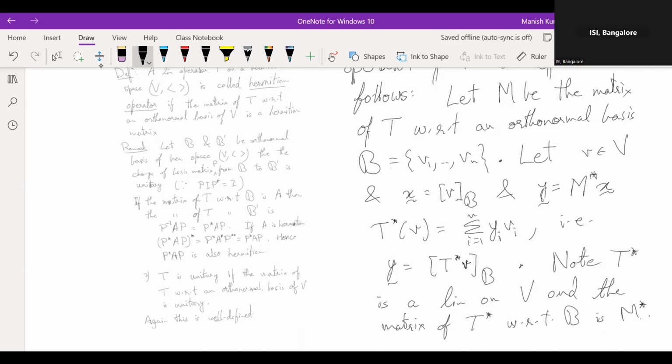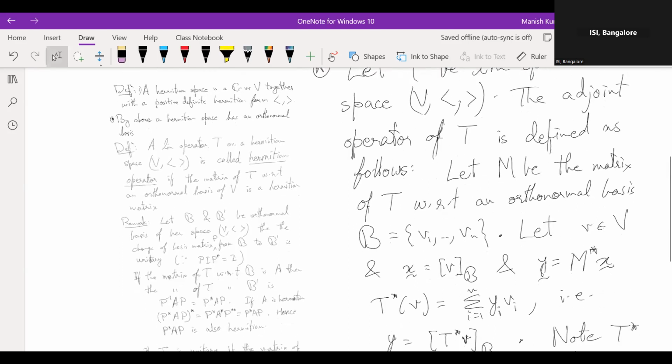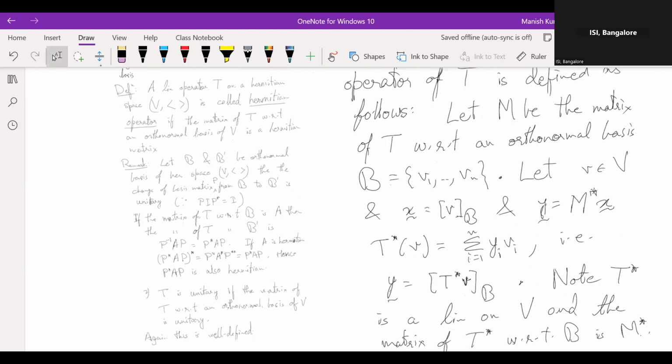So this is easy to check. That is a linear operator. If you take two vectors V and V prime, and the coordinate of V is X and the coordinate of V prime is X prime, then T star of V plus V prime is going to be, you look at M star times X plus X prime, and whatever you get, you'll get here.